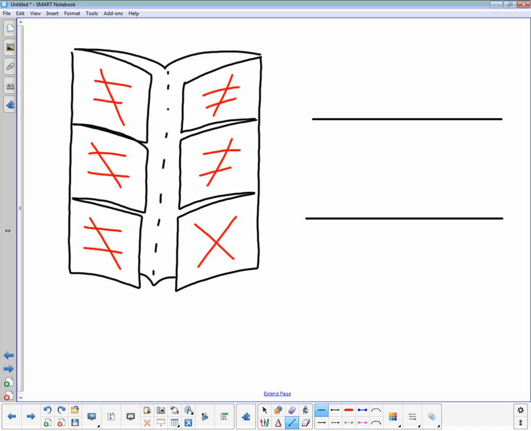¿Cómo se dice paralelo? Paralelo. Gracias. ¿Paralela o paralelo? Paralelo. Okay. Gracias.